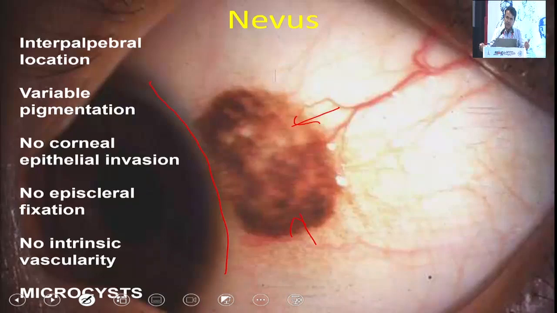It has no episcleral fixation. If you move it with a wet cotton tipped applicator on the sclera, it moves very nicely. No intrinsic vascularity, feeder vessels are bound to be there, but there is no blood vessel within the lesion that you can see. The lacy network of blood vessels is absent. And more importantly, presence of microcysts.